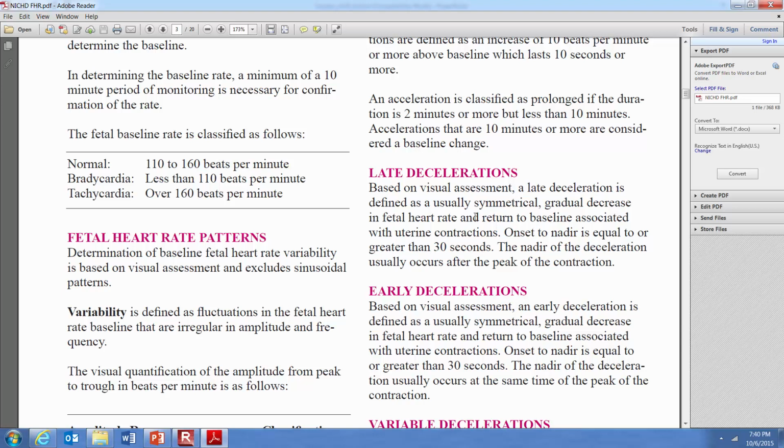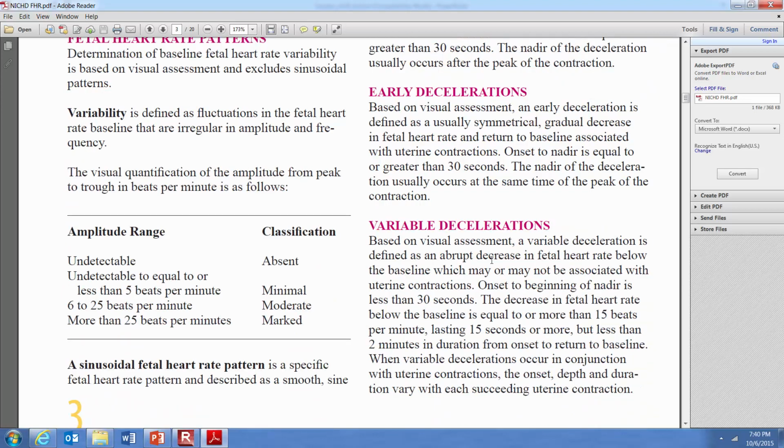Okay? Now, variable decels are completely different than either the early or the late, in that when a variable decel leaves the baseline and gets to its lowest point, look at this. It's less than 30 seconds. We call that abrupt. Okay? It happens very fast. What that is telling us is that there is a cord compression. A variable deceleration tells you there's cord compression.